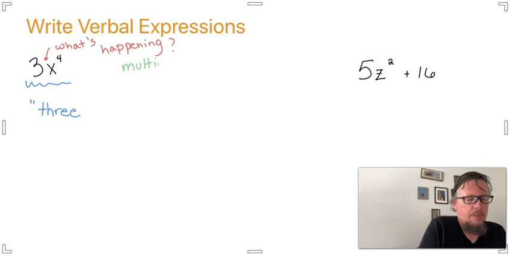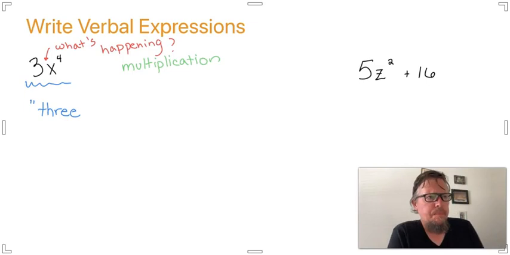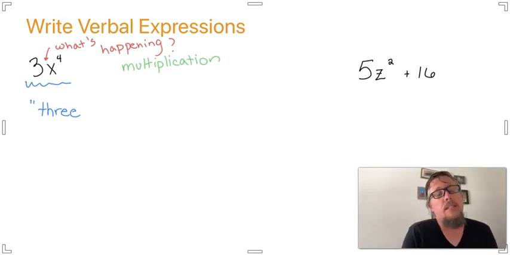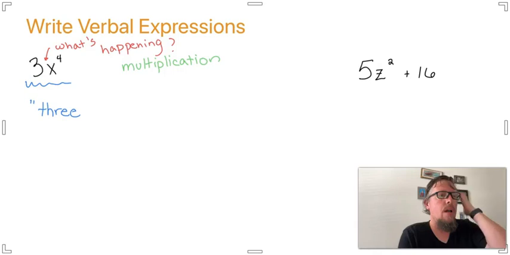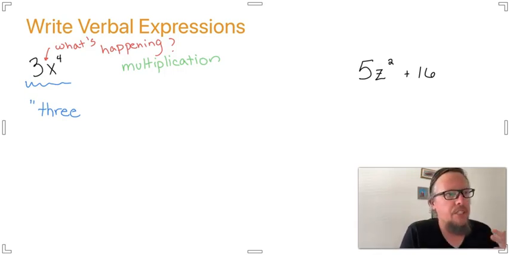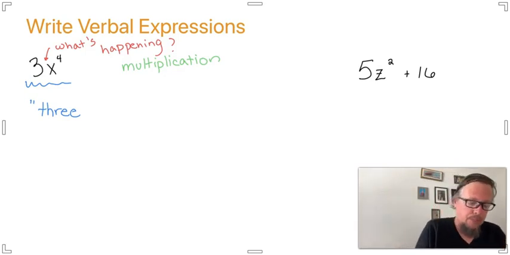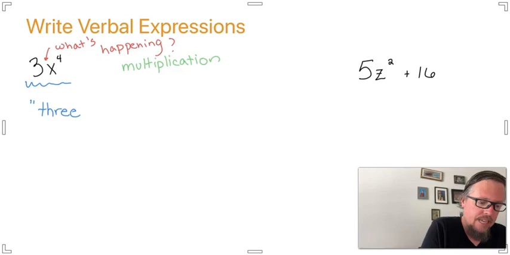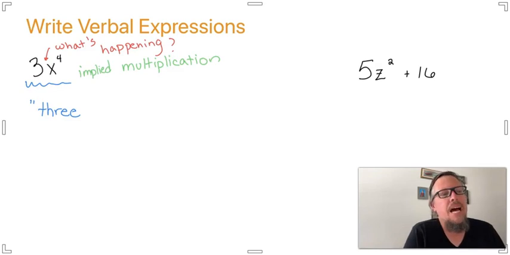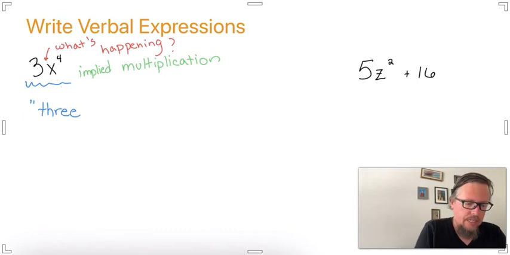Multiplication is the only operation in math that you do not have to write a symbol for. If it was addition, we would need a plus sign. If it was subtraction, we'd need a minus sign, and so on. But for multiplication, you don't need to put the multiplication sign. If there is no sign, we assume it's multiplication, and the term for that is implied multiplication. Implied multiplication means we don't have a symbol, but it's multiplication. Multiplication is the only one that works like that. Okay, so after the 3 is multiplication.